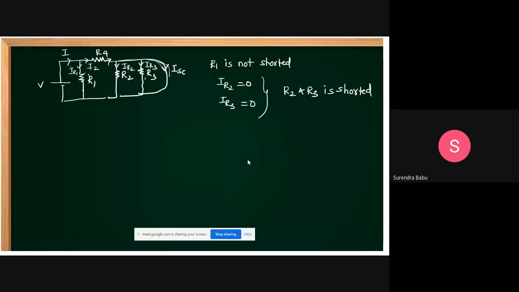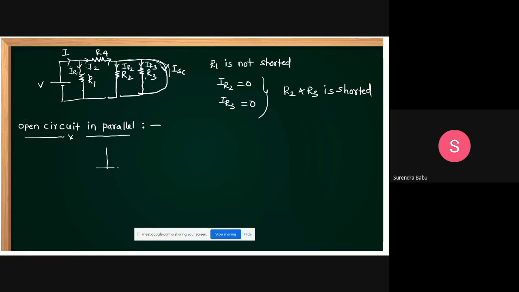There is no short of R1, but R2 and R3 are shorted. That's why the current through R2 and R3 is 0. And last one, open circuit in parallel. What is the open circuit in parallel? Yes, friends. If any open circuit is provided in a parallel connection, what is the observation?